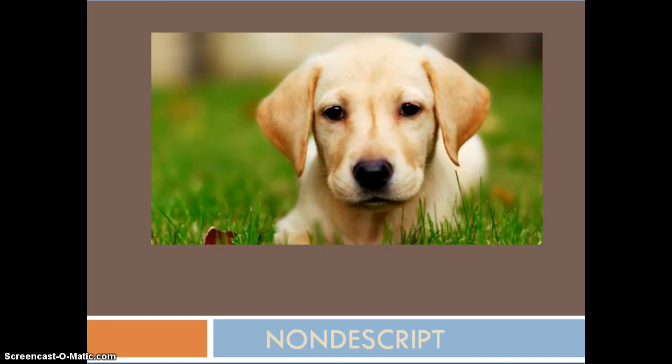Next one, nondescript, and I picked this picture of a puppy because it just looks like an ordinary puppy. It's not outstanding, sorry puppy, but you're just a normal puppy. It's an adjective, not outstanding or ordinary. Synonym for that one, unremarkable. Antonym is remarkable.